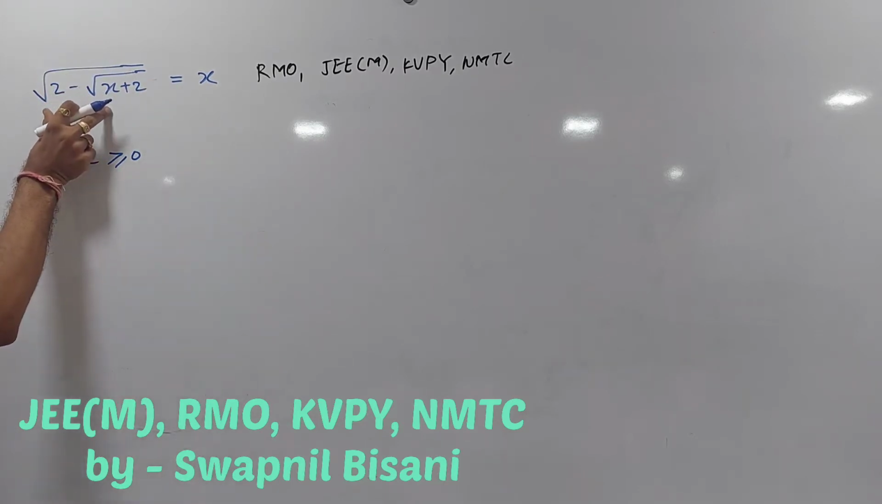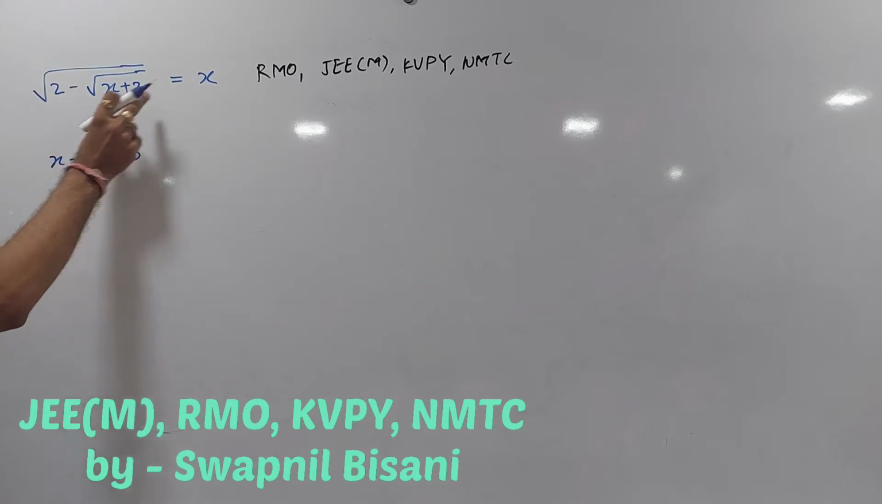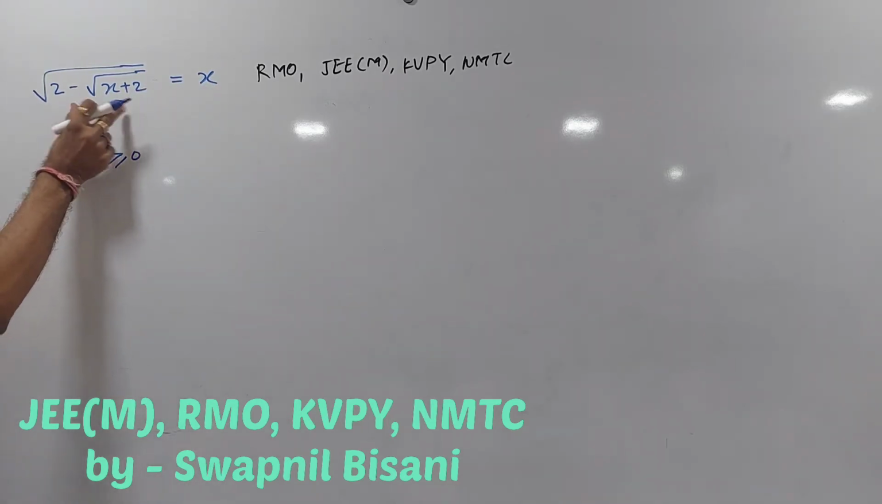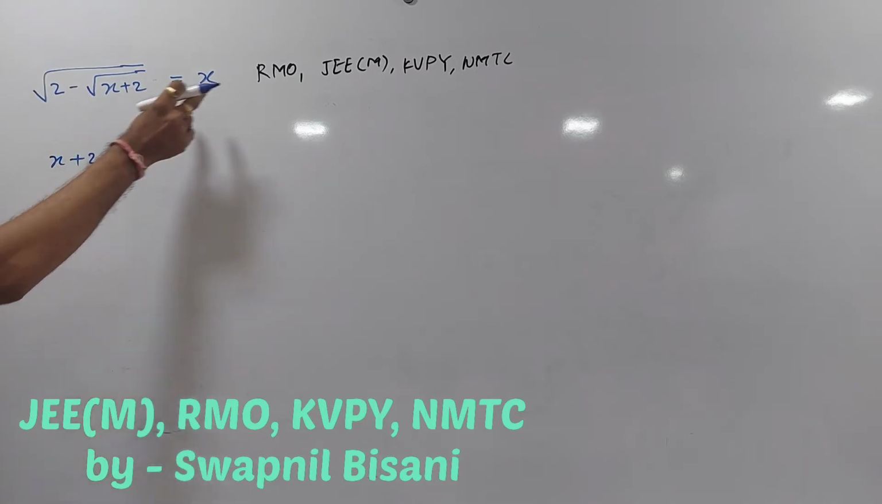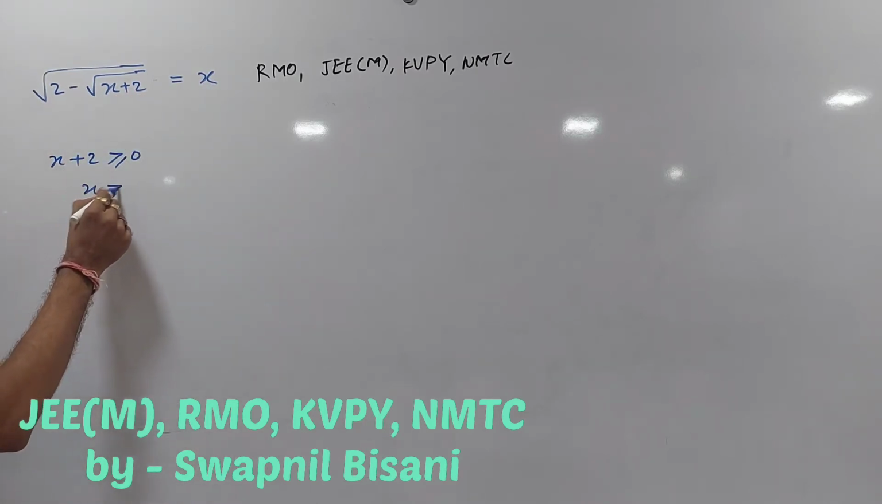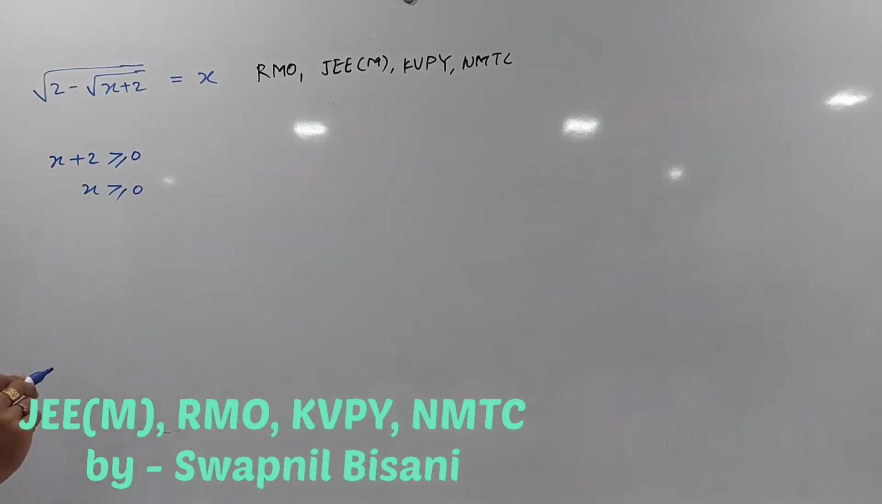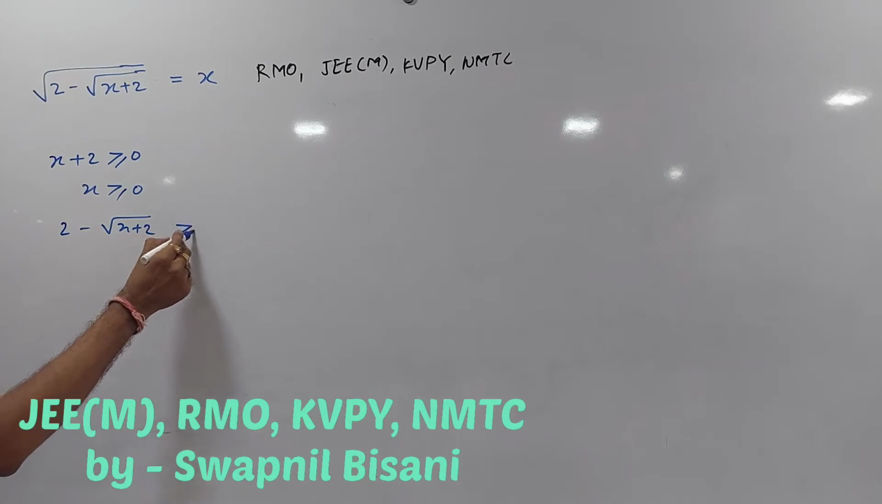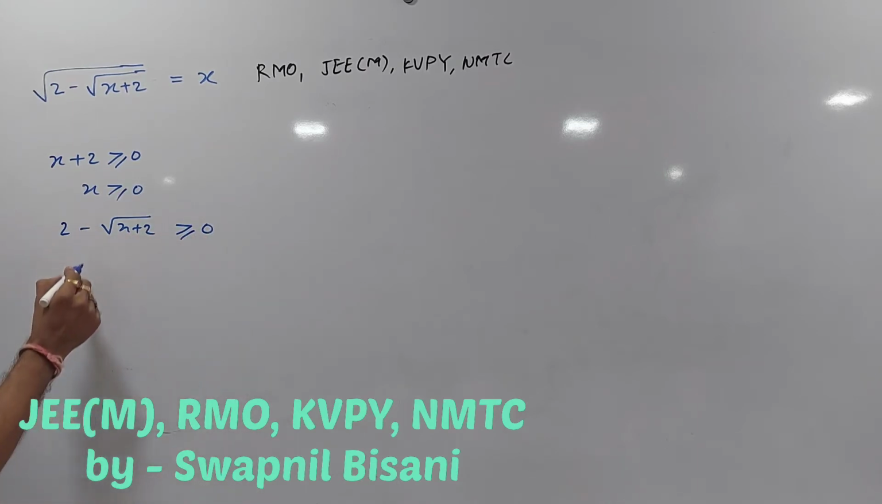Again, this under root has some value, so obviously this x shouldn't be negative, because it is under a root. So again there is an under root, so x should be greater than or equal to 0. And then this complete expression, 2 minus root x plus 2, is greater than or equal to 0. Let me just work on this.